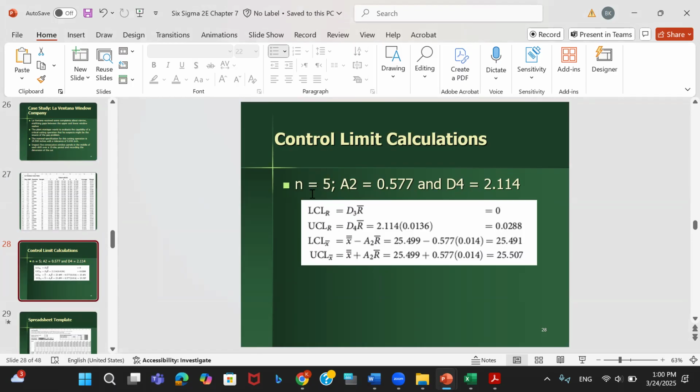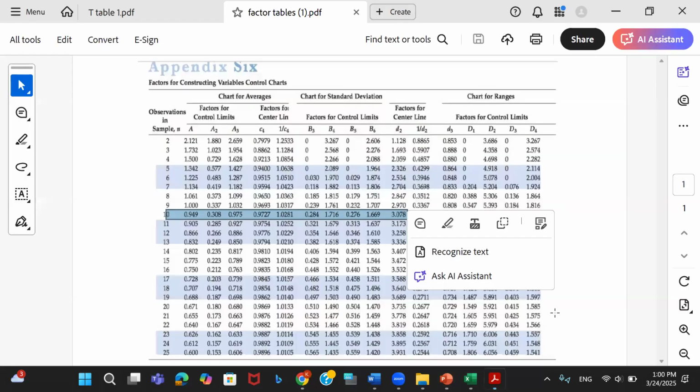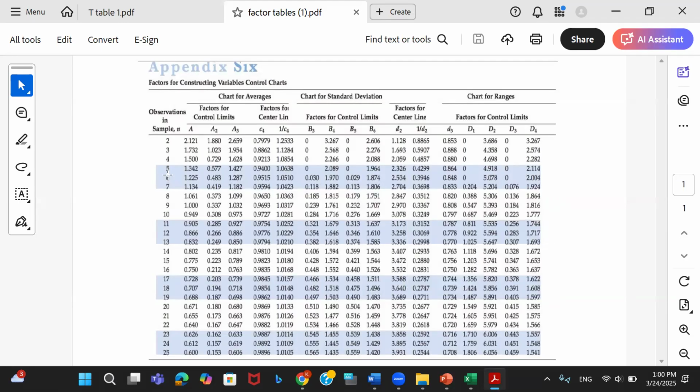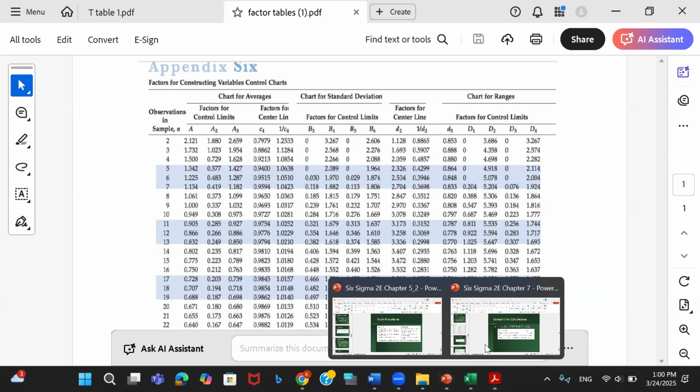So what's given here? N equals 5. I go to the table, and this is N equal to 5. I need the value A2, which is 0.577. And I also need D2, which is 2.326. Later, I need D3, which is 0, and D4, which is 2.114.